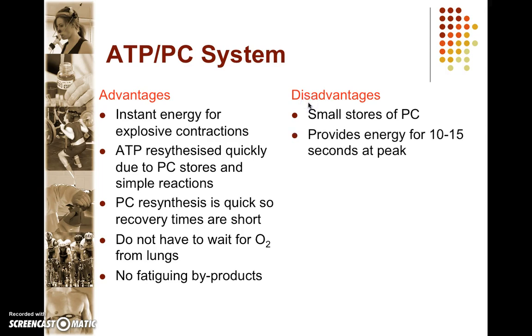Provides energy for 10 to 15 seconds at peak. 1 mole of ATP is made per mole of Pc. So it's a 1-for-1 transaction that's taking place. You'll find out later on why that is a disadvantage when we go on to the aerobic energy system.